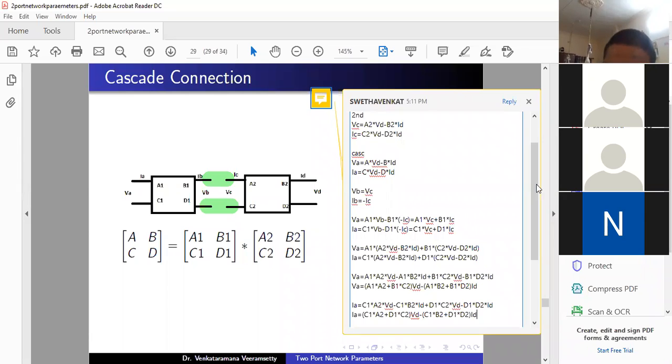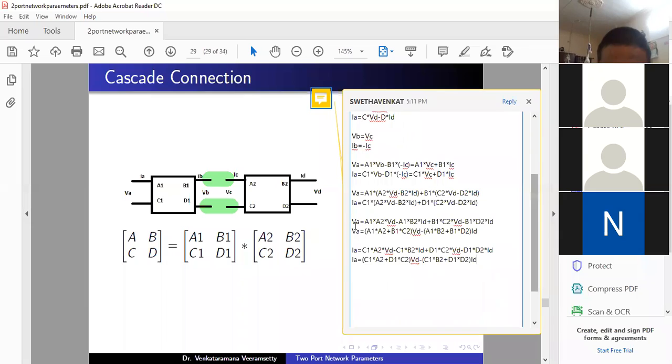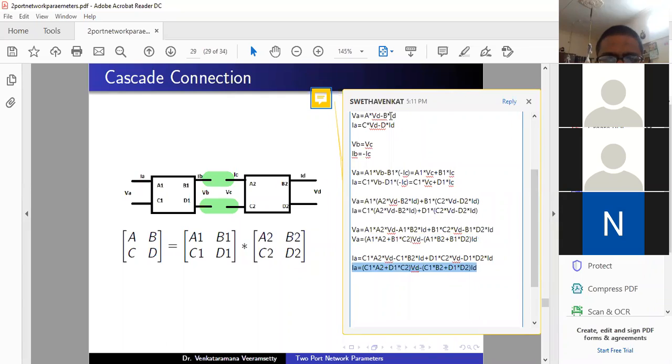Good. Now see, this is the VA and this is the IA after cascading connection, right? So that means I'm getting the VA in terms of VD and ID, and I'm getting the IA in terms of VD and ID. Understood? That means these two equations provide the input voltage and input current relation in terms of the output voltage and output current after cascading connection.